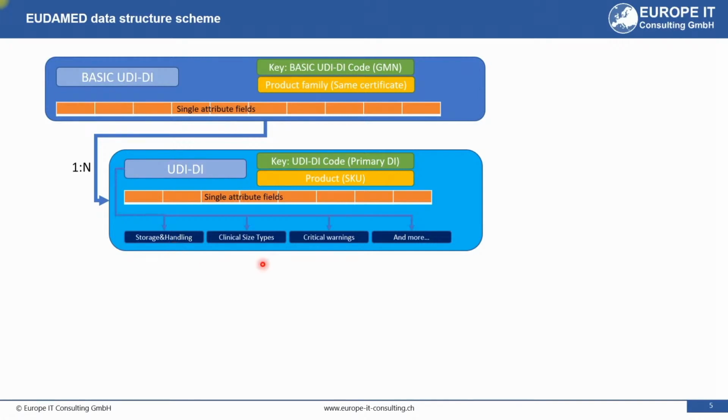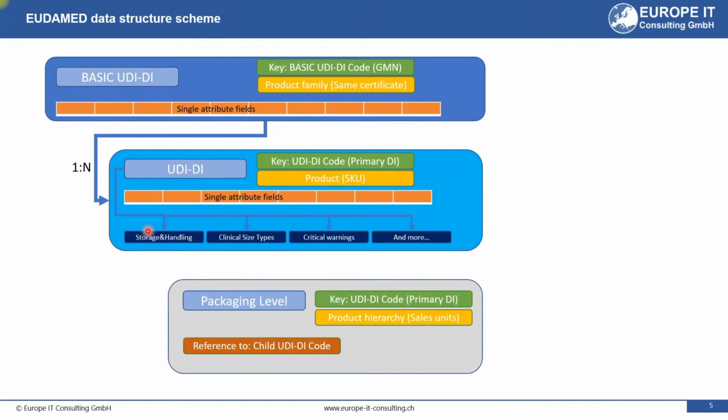Furthermore, there are the clinical size types. Here you can add multiple rows as well and maintain the product specific clinical sizes. And we have listed here also the critical warnings, and there are some other subtables to maintain. The UDI-DI record can be assigned to exactly one basic UDI-DI, but one basic UDI-DI can have one or more UDI-DIs. The third level is the packaging hierarchy.